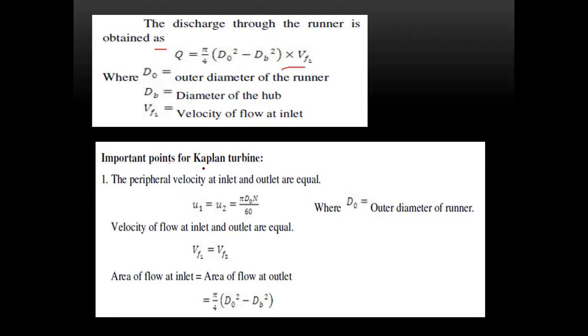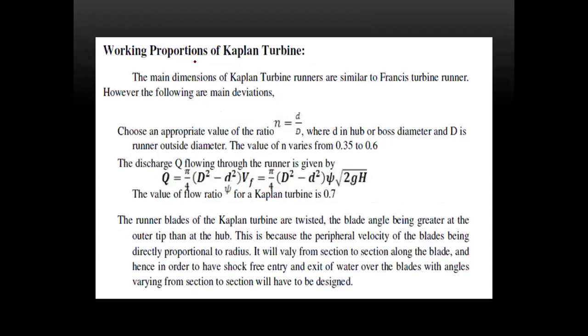Then what are the important points of the Kaplan turbine? The important points are u1 is equal to u2, that is equal to pi D N by 60, where D naught is equal to the outer diameter of the runner. Velocity of flow at the inlet and outlet are equal, therefore Vf1 is equal to Vf2. Then area of the inlet is equal to area of the outlet, therefore pi by 4 into (D naught square minus Db square). Next, working proportions of the Kaplan turbine.